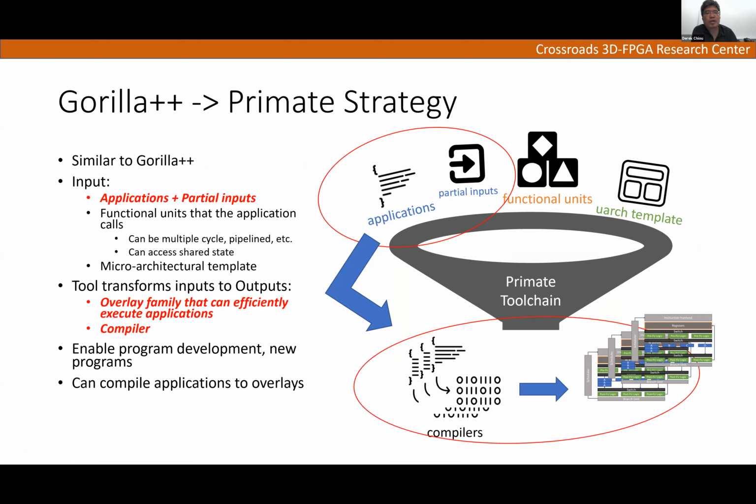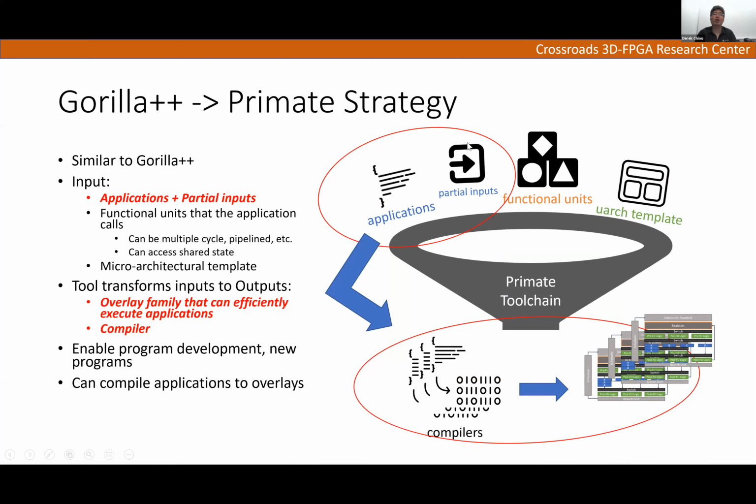So the Gorilla++ is where we started. We're moving over to, so we named this particular overlay project Primate. And what we're doing here is we're basically taking the same things, but now instead of taking a single application, we're taking multiple applications, right? So in the Gorilla++ strategy, we took a single application. Now we're taking multiple applications.